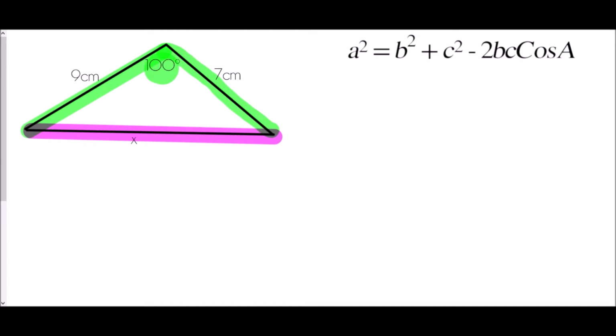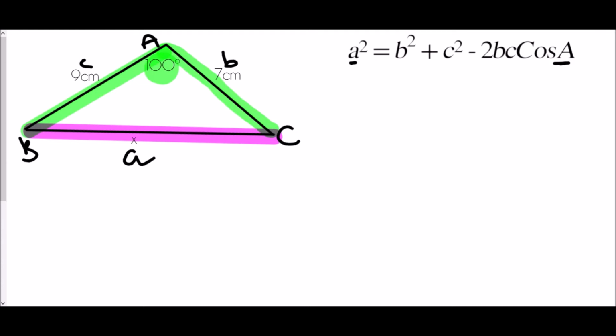All we need to do is just check with these a's. So the side we want to know is little a, the angle opposite it is capital A, and then the other two sides doesn't really matter. We can call them 7 b and 9 c. And now we can fill that information into our equation.